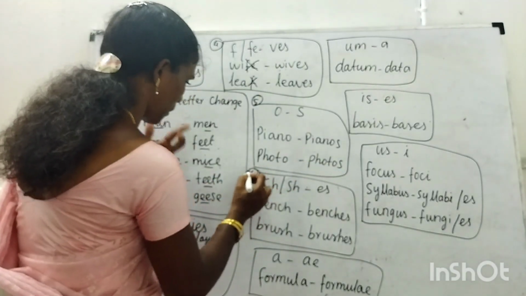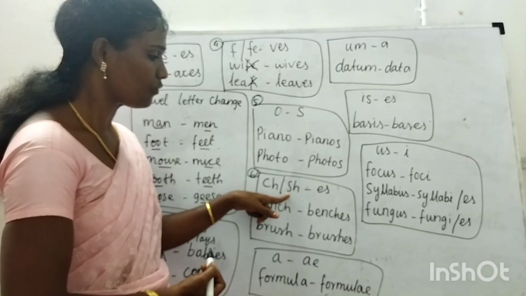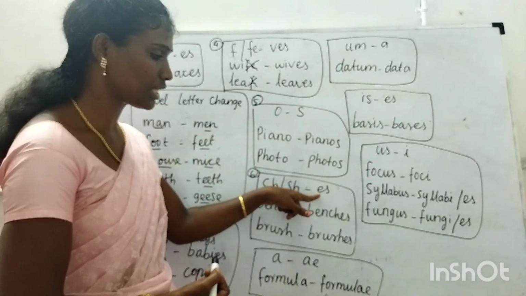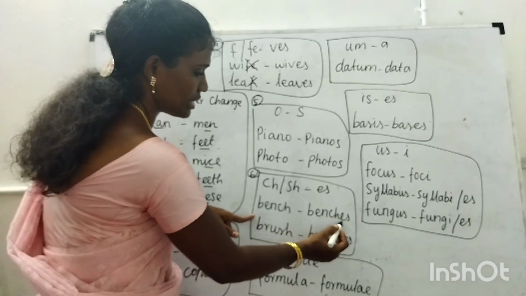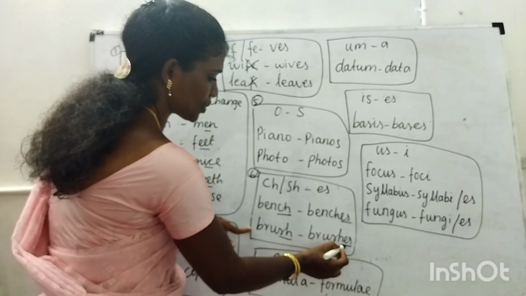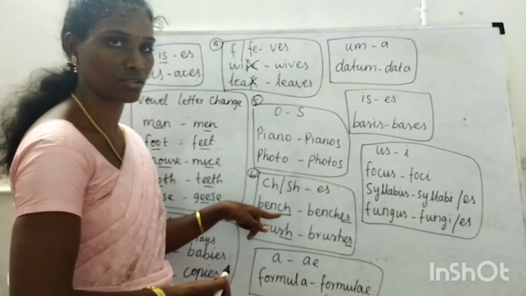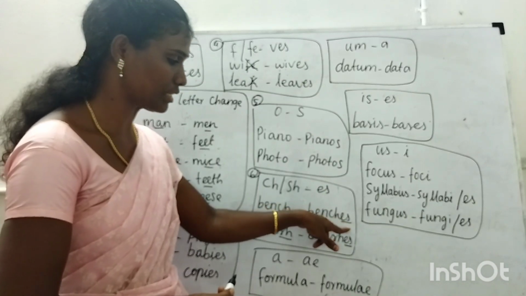And tip 6, if the word finishes with ch or sh, the plural form will be added with the letters es. Bench, benches. Brush, brushes. So there is nothing to omit. Letters are not removed, but we have added es.